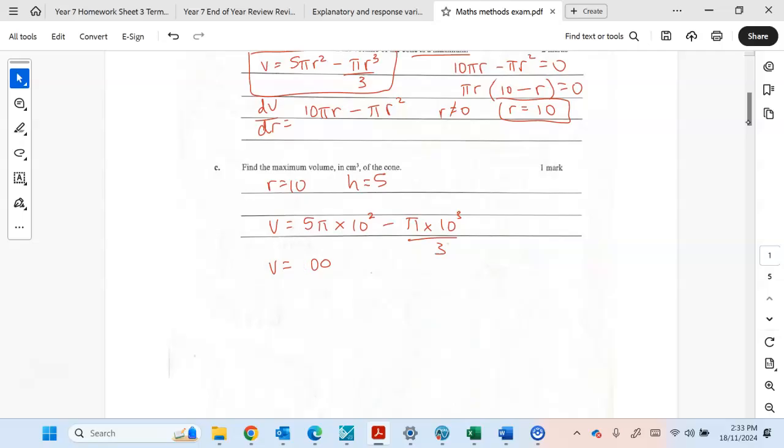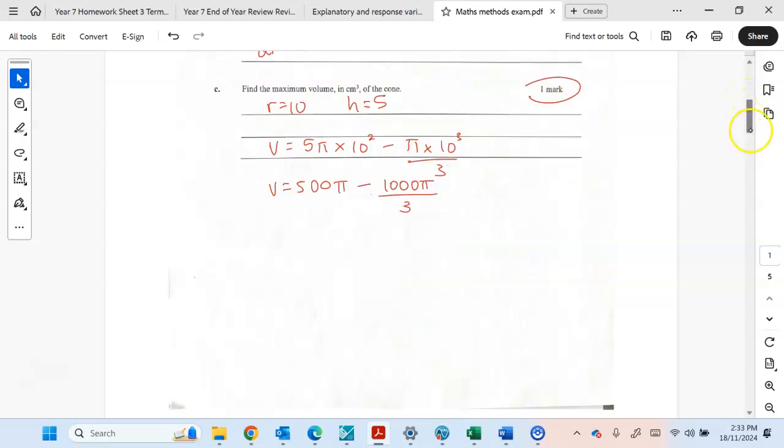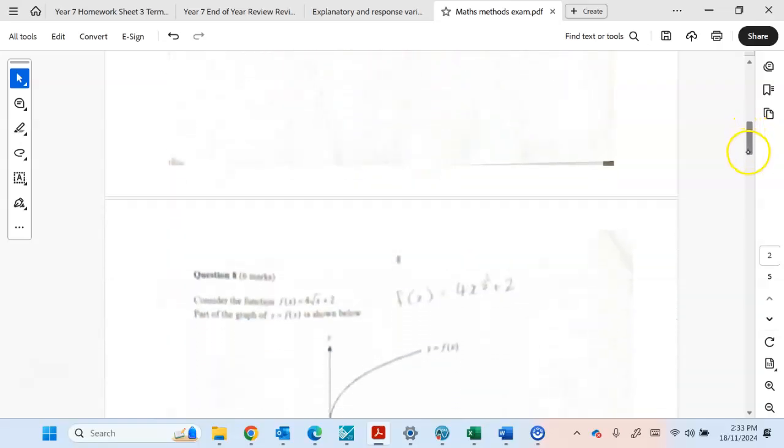5 times 100 is 500, so 500 pi minus 1000 pi on 3, and it's only worth 1 mark, so that's fine, just leave it at that. And it's exact value, so even if you could use your calculator, you would have to leave it in its exact form. All right, I have no solutions to check, so let's just assume that's all right.